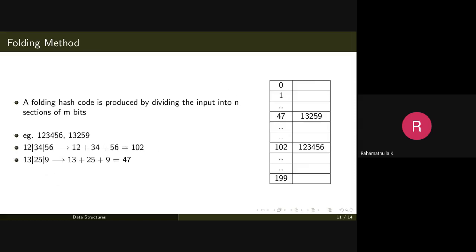For example, let's say these are the two numbers you would like to store, 123456 and 13259, and you are dividing this into 2 digits each: 12 plus 34 plus 56. So you get 102, and you will store it in location 102. 13 plus 25 plus 9, then you get 47. Then you store it in the 47th location. That is what you mean by the folding method. That's it.